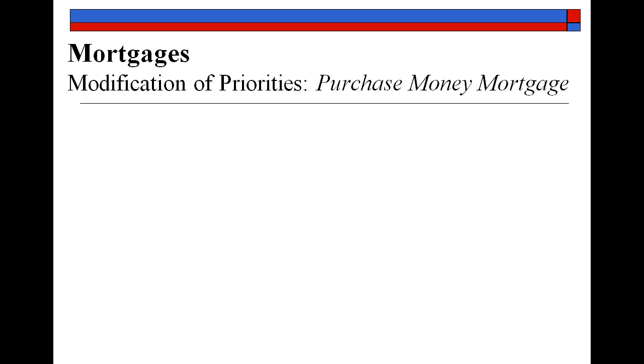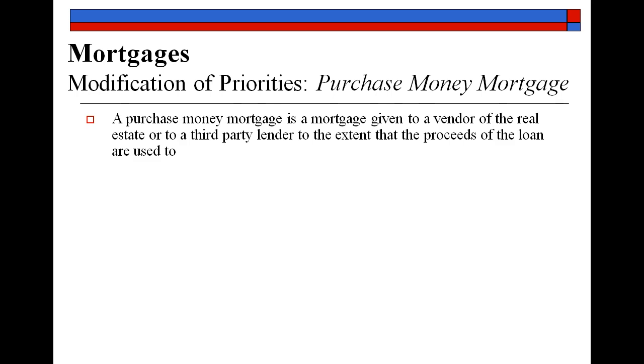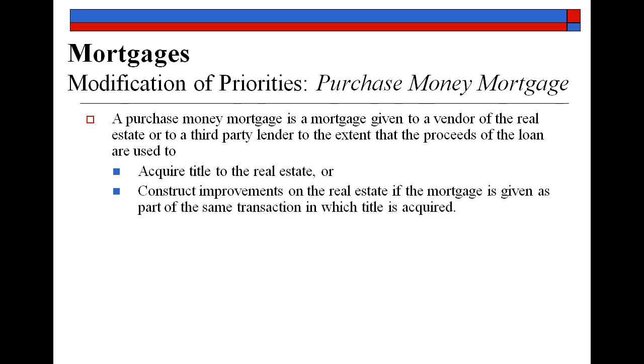The next topic is modification of priorities. The mortgage priorities we've previously discussed may be modified in several situations. The first is the purchase money mortgage. A purchase money mortgage is a mortgage that's given to a seller of real property or a third-party lender, to the extent that the proceeds of the loan are used to acquire title to real property or to build improvements on the real property if the mortgage is given as part of the same transaction in which title is acquired.